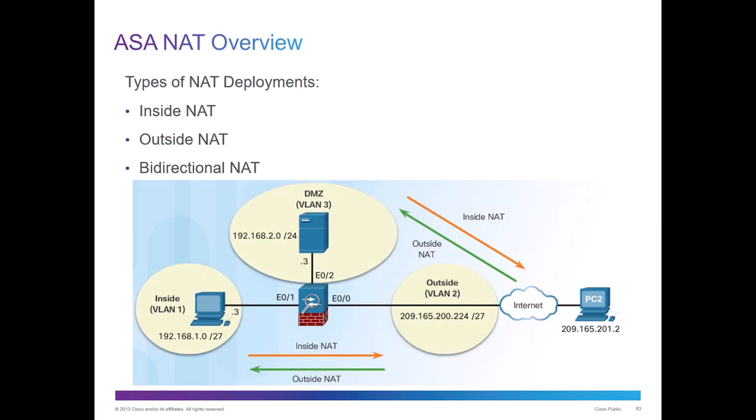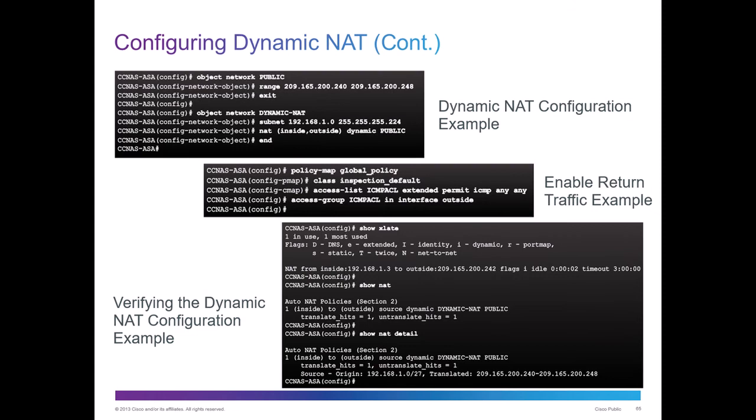Okay, so let's take a look at NAT. When it comes to NAT, it's pretty much the same thing. You can have NAT inside, outside, and you can have bidirectional NAT, coming in and out, translating your IP addresses. Configuring dynamic NAT, you can just write in object network public. Here's the range of addresses, the public IP addresses, the global ones. And here's the object network dynamic. This is the subnet of IP addresses that are allowed. And the NAT is going to be inside dynamic public.